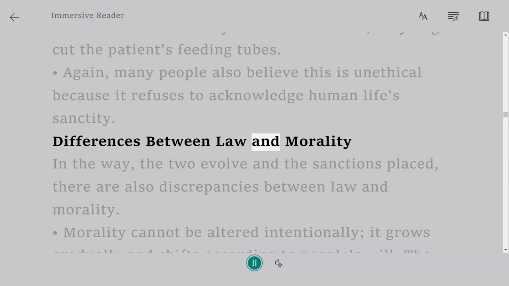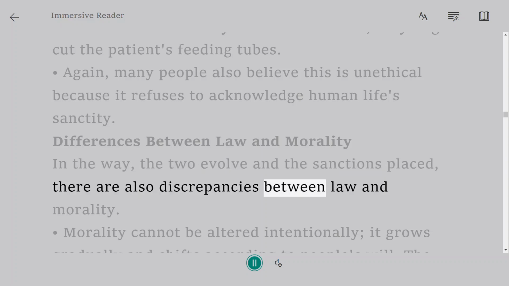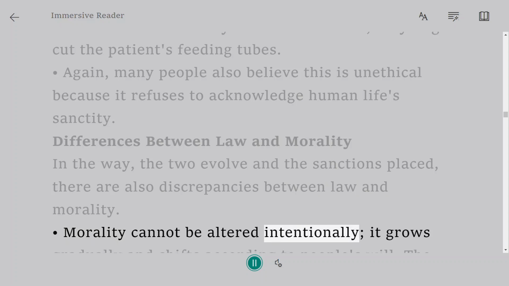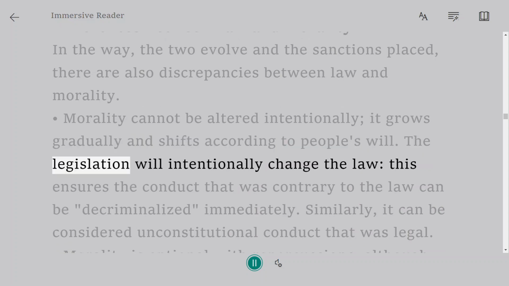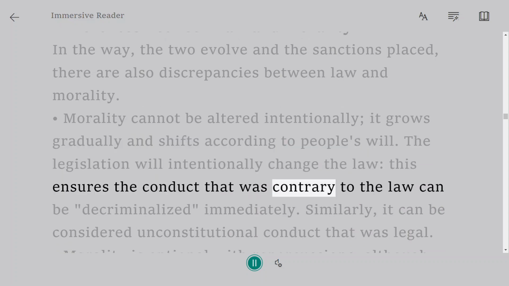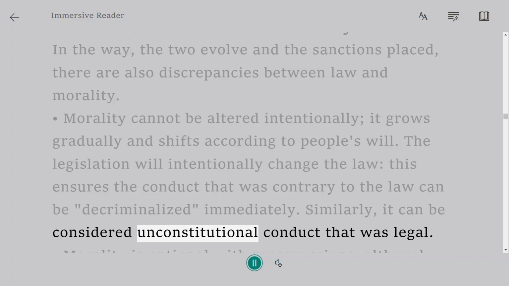Differences between law and morality. In the way the two evolve and the sanctions placed, there are also discrepancies between law and morality. Morality cannot be altered intentionally; it grows gradually and shifts according to people's will. The legislature can intentionally change the law. This ensures conduct that was contrary to the law can be decriminalized immediately. Similarly, conduct that was legal can be made unlawful.